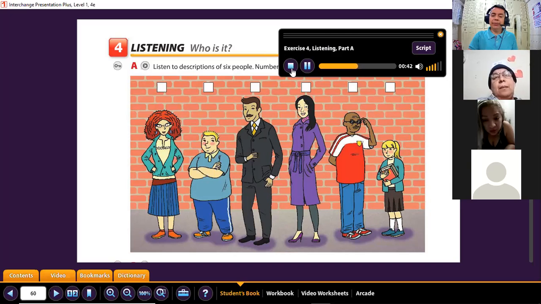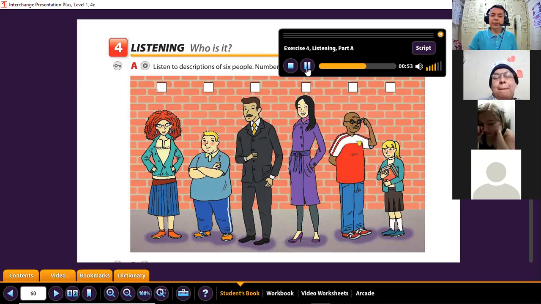Again? Rosie is pretty tall for her age. She has long blonde hair and wears contact lenses. She just turned 10. Okay, so number three is the sixth. La sexta, right? Six is number three.